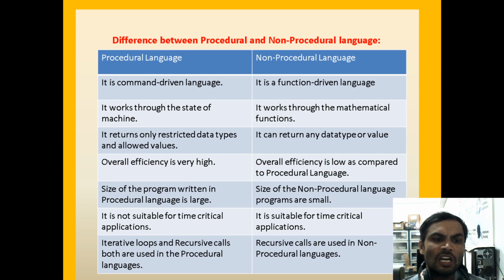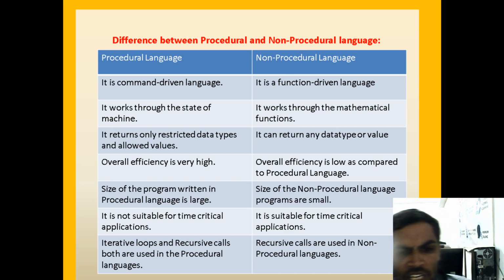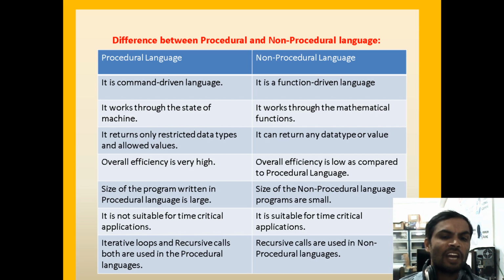Under the procedural language, only restricted data types are allowed for the values. Coming to non-procedural, any data type of value can be written. Procedural has restricted data types, while non-procedural does not restrict the data. When you give the data type, based on that it will return the value. Overall, under the procedural language the efficiency is very high. Under the non-procedural, the efficiency is very low compared to the procedural language.